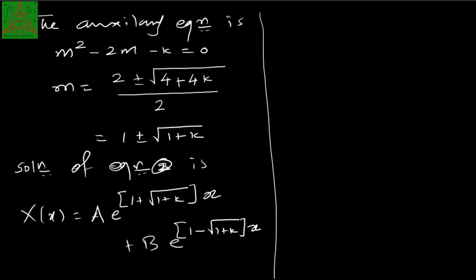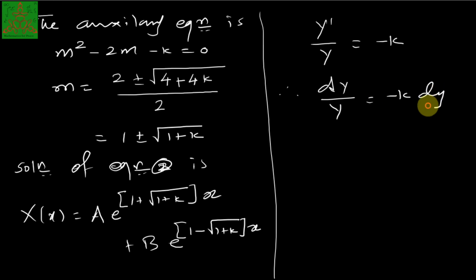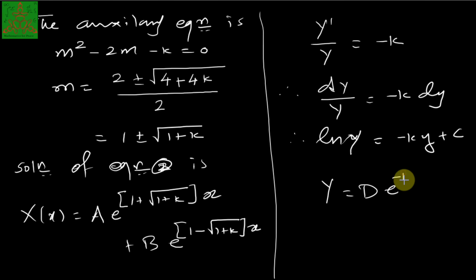For equation 3, we can write y dash upon y is equal to minus k. So that's why it is dy by y, by the method of separation, equals minus k into dy. So we can say that this is ln y is equal to minus ky plus some constant, let's say it is c. So that's why y is equal to d into e power minus ky, where this d is e power c. Therefore we have the value of x and we have the value of y.